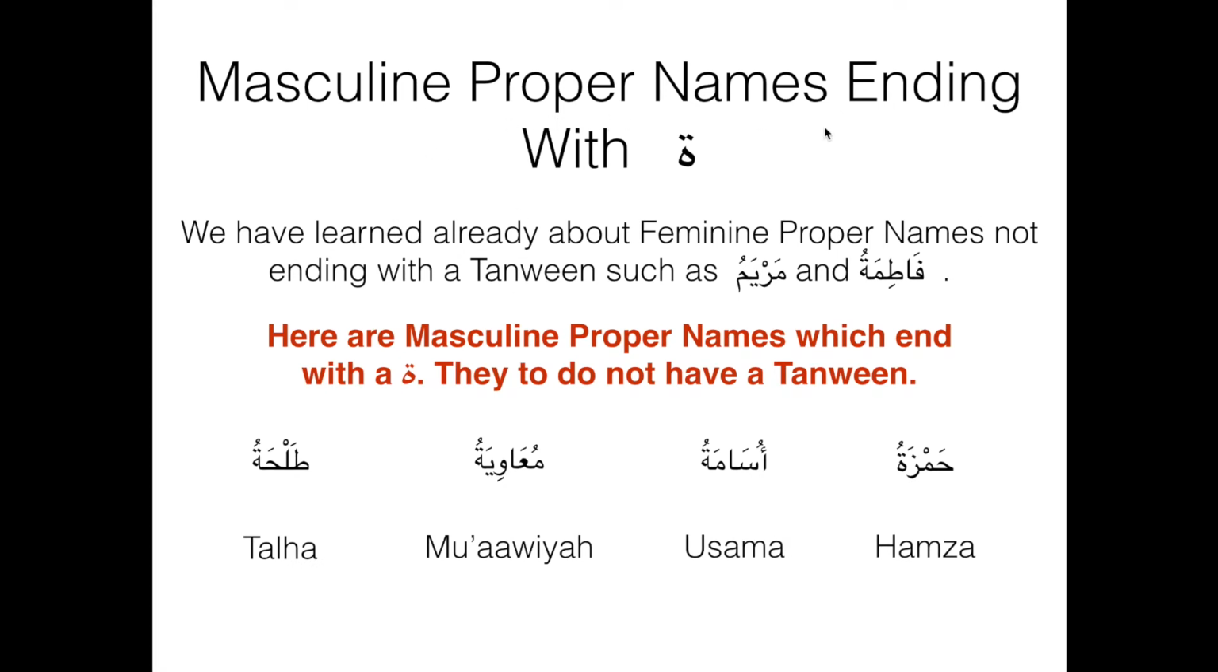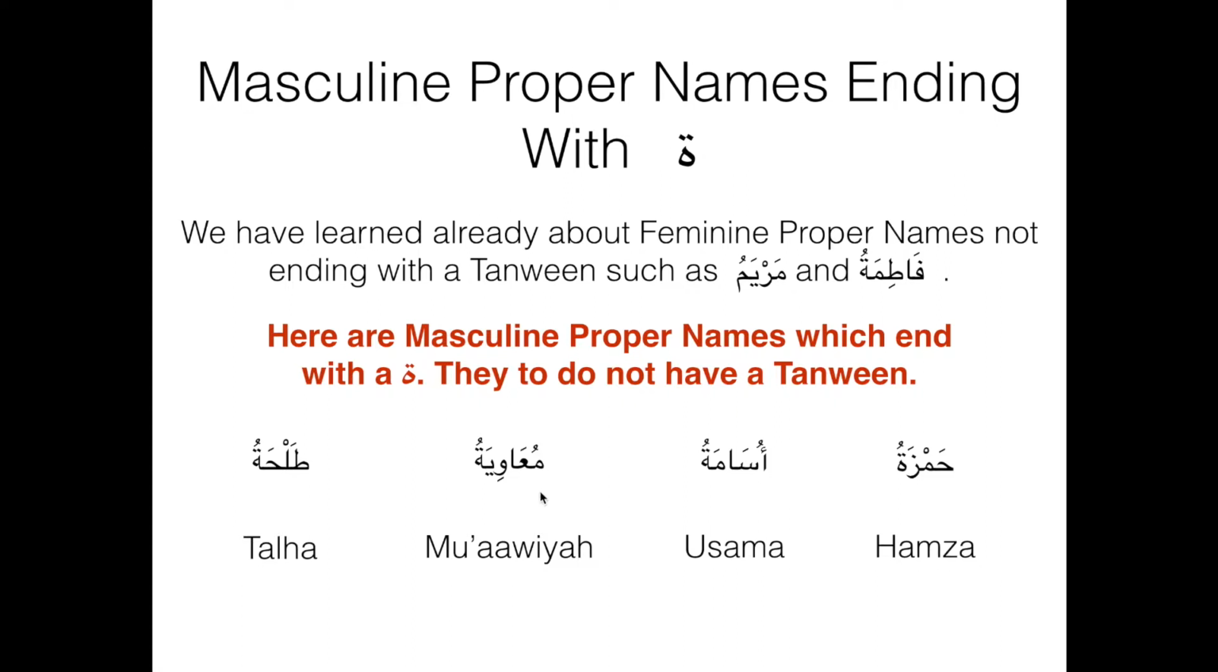Masculine proper names ending with a ta marbuta. Yes, ta marbuta is used for feminine. It's a sign for a feminine noun. We have feminine names ending with it as well, Fatima. But over here we'll see that the masculine proper names also are there. They end with a ta marbuta.